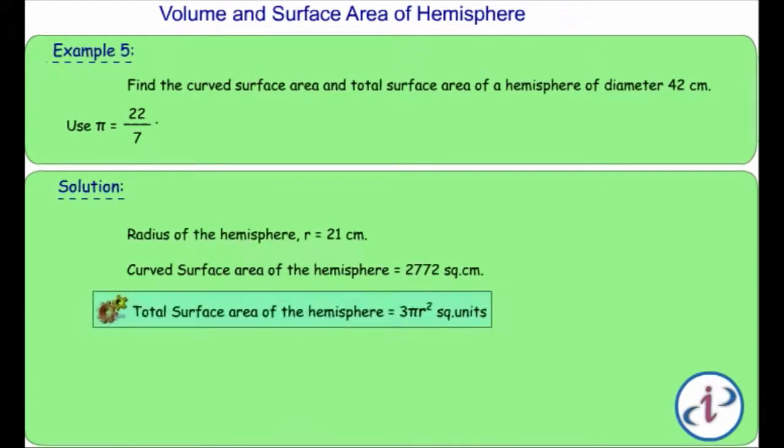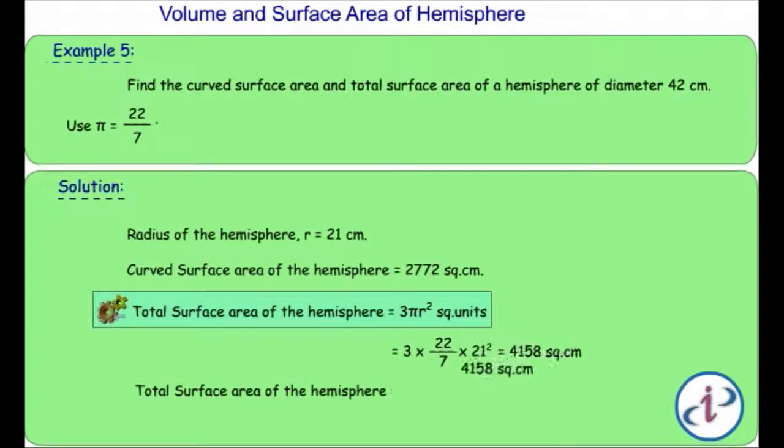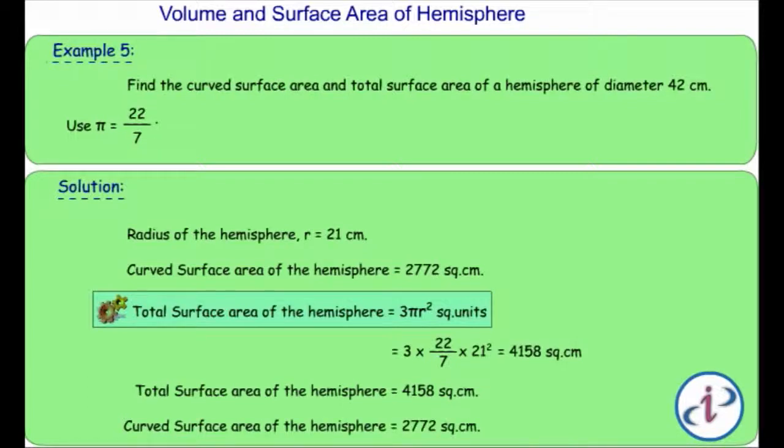We know the total surface area of the hemisphere is given as 3πr² square units. On replacing the radius of the hemisphere in the formula, we get 3 times 22 by 7 times 21 squared. On further simplification, we get the total surface area as 4158 square centimeters. Thus, the total surface area and curved surface area of the hemisphere are calculated as shown.